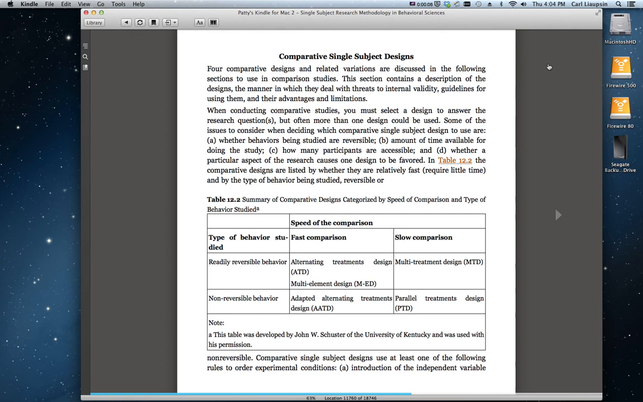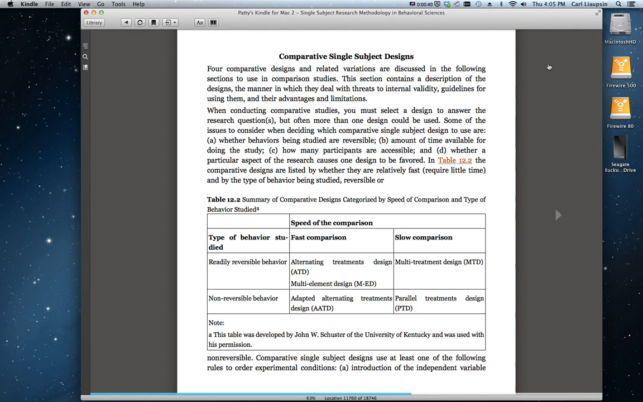We're going to take one more look at chapter 12 in the Gast text. We've already talked about the types of comparisons that you can make in single subject research designs, and some of the serious issues with trying to do comparison designs, all this multi-treatment interference that you're going to run into.